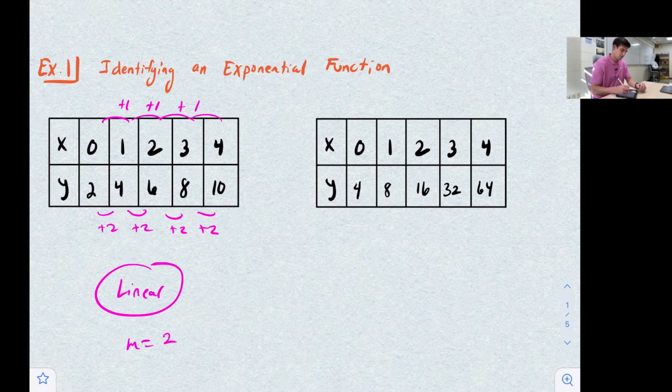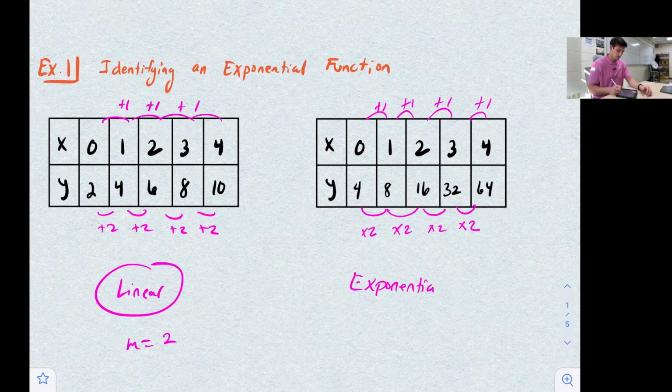Okay, so now let's look at the next one. X values are increasing by a constant amount, right? Just going up by 1. But now we go from 4 to 8. So you might be thinking, okay, plus 4. But then from 8 to 16, is that plus 4? No, right? So think, okay, now we're doing times 2, times 2, times 2, times 2. So now we have X values increasing by a constant amount, but we have the Y values increasing by a constant factor. Okay, so this one is going to be exponential.